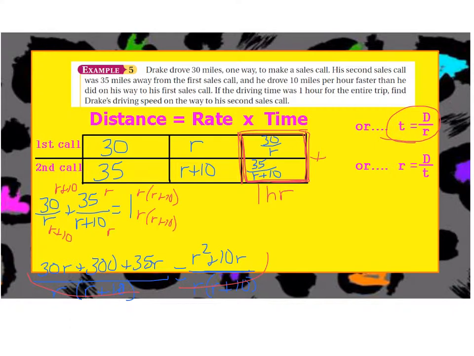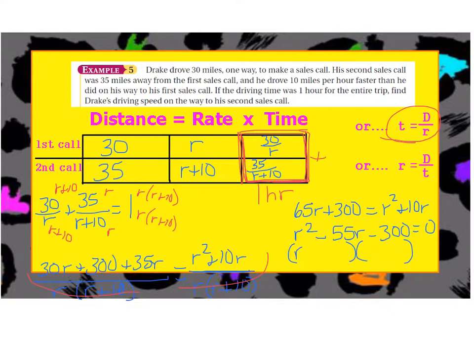So I'm going to bring this up here to the top and rewrite this, just the numerators. If I combine the left side, I'm going to have a 65r plus 300 is going to equal r squared plus 10r. Let's get everything over to the same side so I can factor. So r squared, subtract the 65, is going to be a negative 55r. Subtract the 300 and equals 0. So now let's factor this.